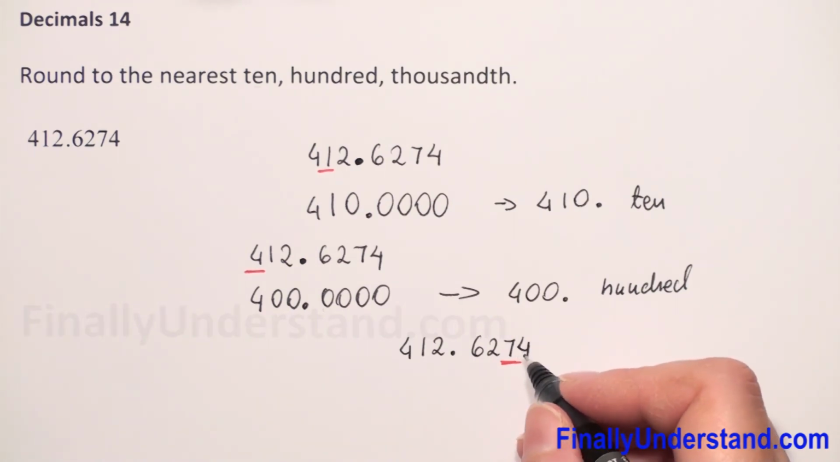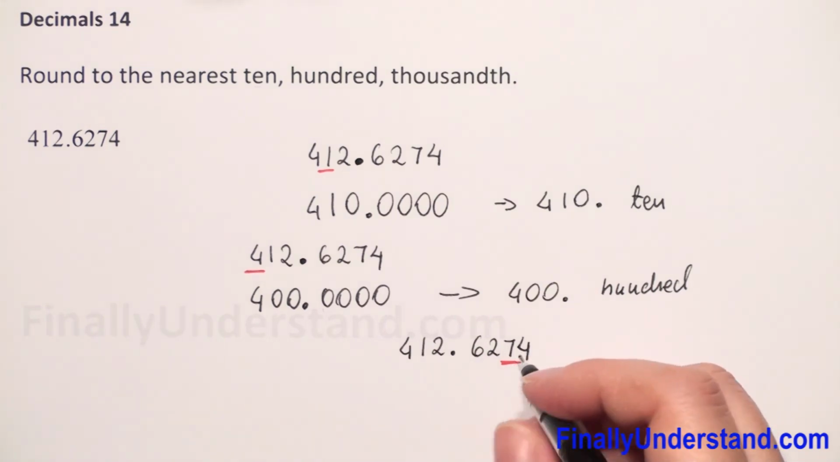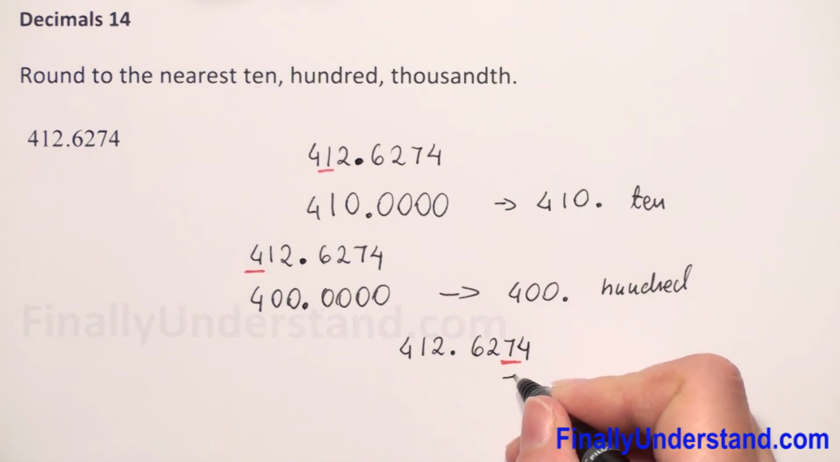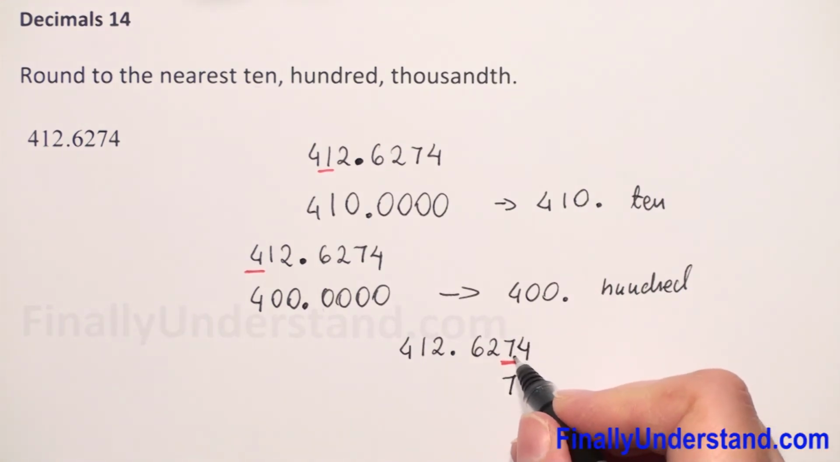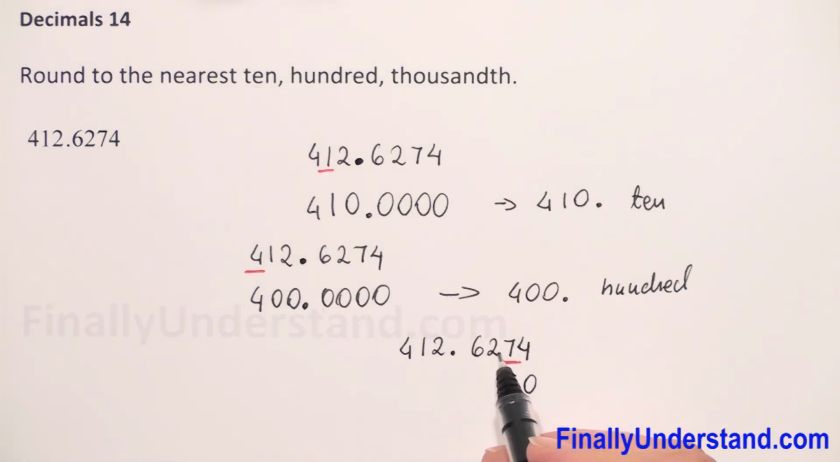So when we have less than 5 after our underlined digit, what do we have to do? We just copy our underlined digit. Everything we have after our underlined digit we change to 0. So 4 we change to 0, and every digit which we have before our underlined digit we have to rewrite.